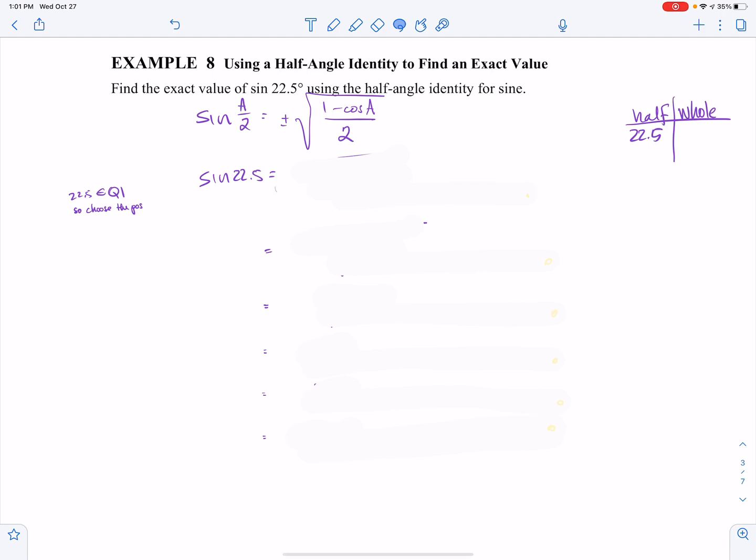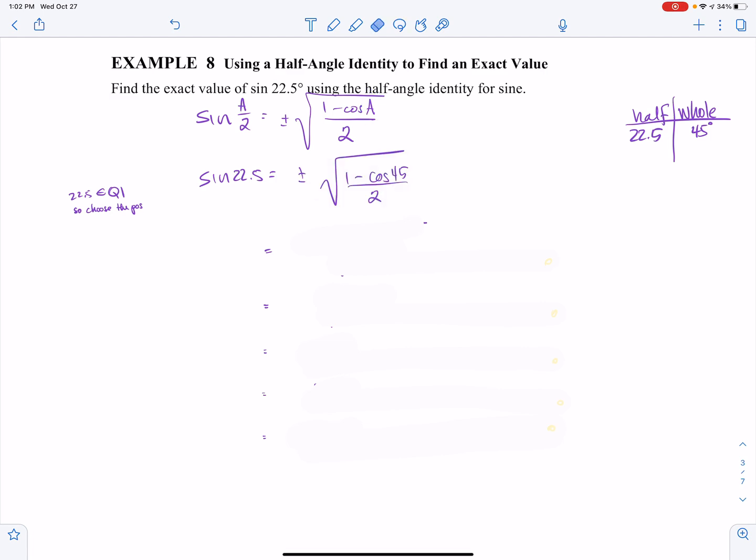As soon as I see this, I can tell that the number 22.5 is going to be my half angle. If 22.5 is my half angle, then 45 degrees is going to be the measure of my whole angle. In my identity, this one is the half angle and this one right here is the whole angle. As long as we know what the half is, we can find what the whole is, or vice versa. So let's plug into our formula.